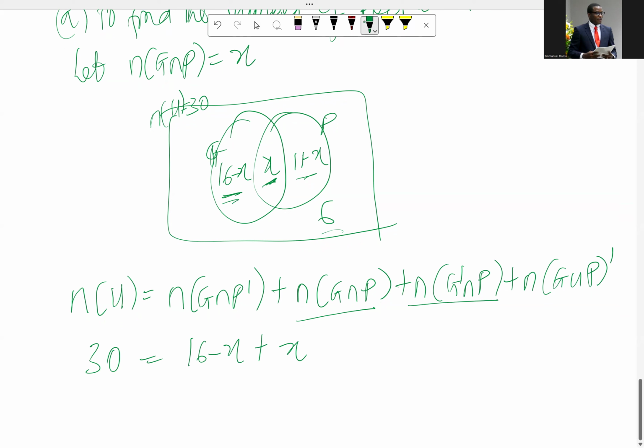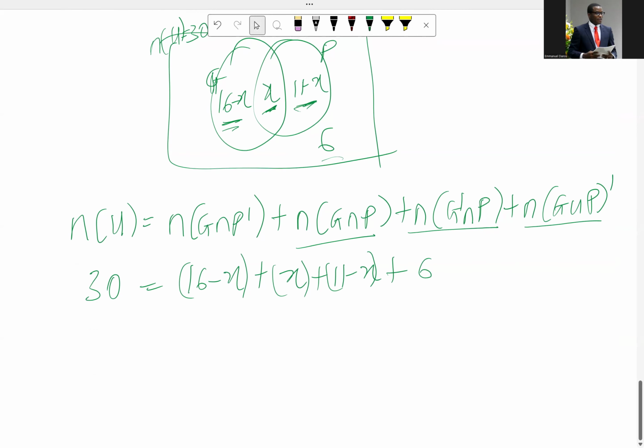Then cardinality of Guardian prime intersection Punch, that is 11 minus X. And lastly, we can do this to make things clear. Then cardinality of outsiders, those who neither read Punch nor Guardian, that will be 6. So with this now, we have a simple equation to solve. So we have 30 equals 16 minus X plus 11 minus X plus 6.